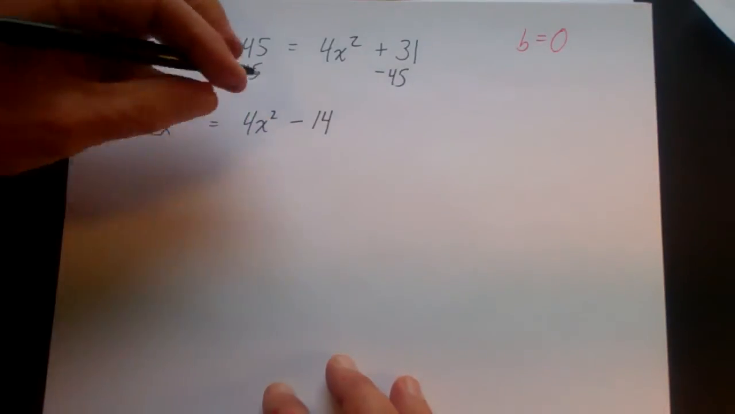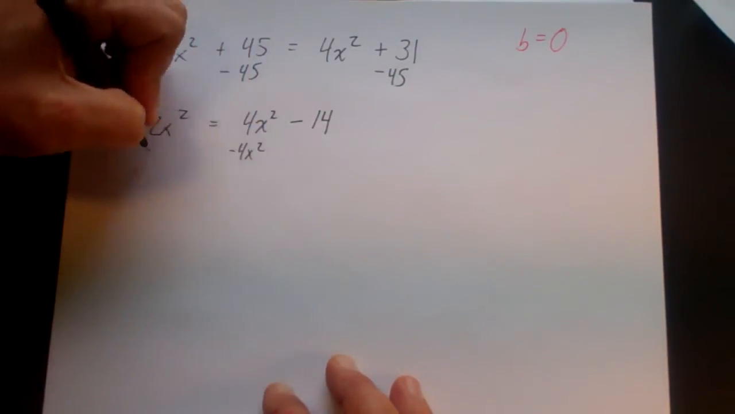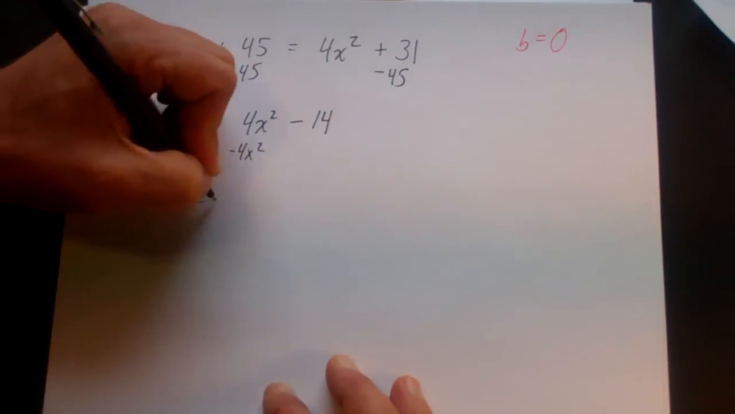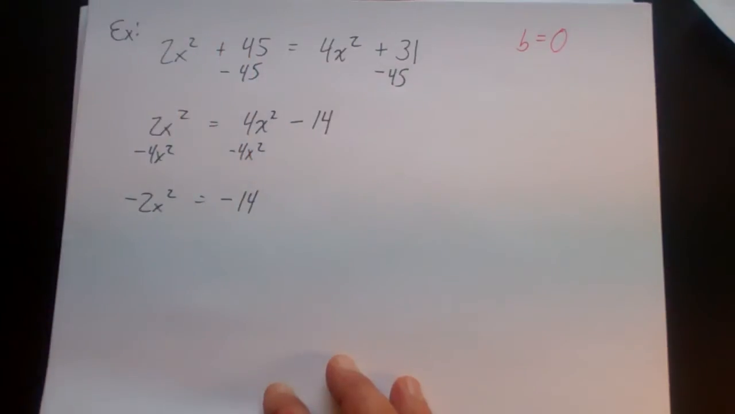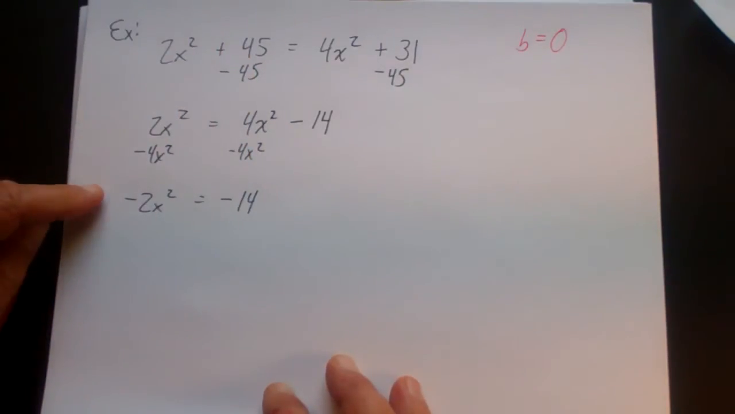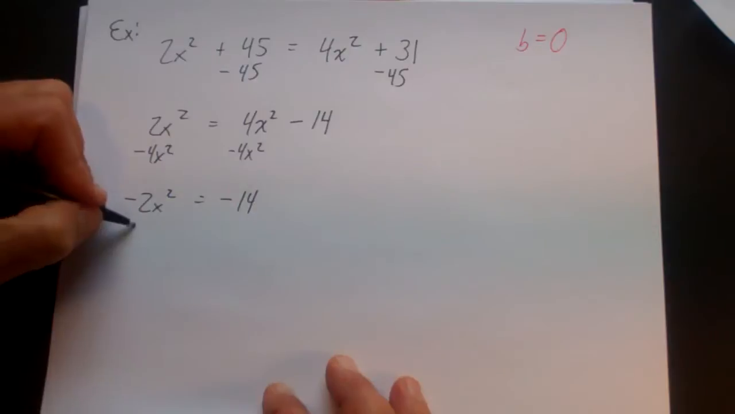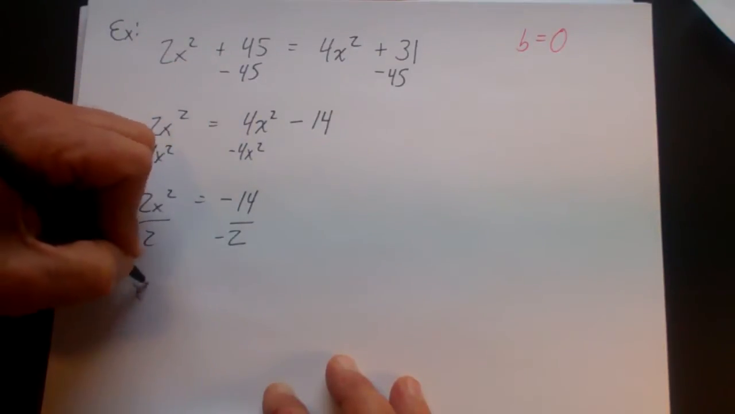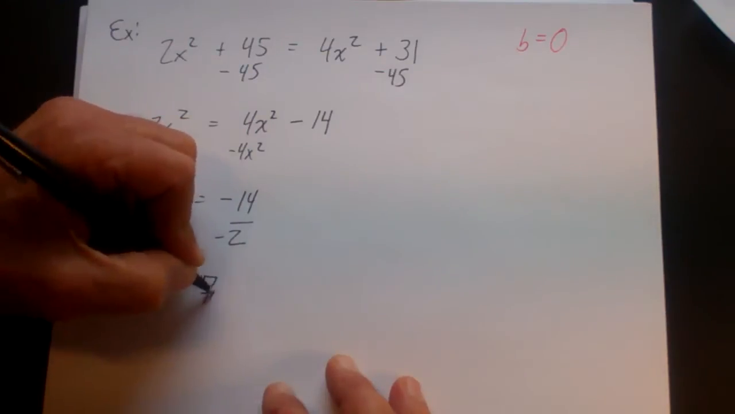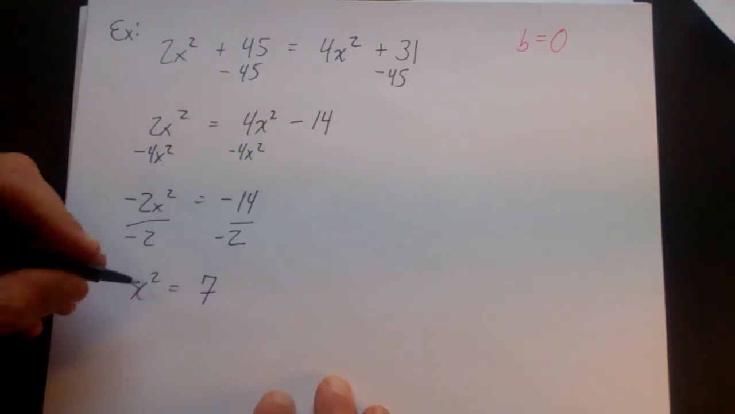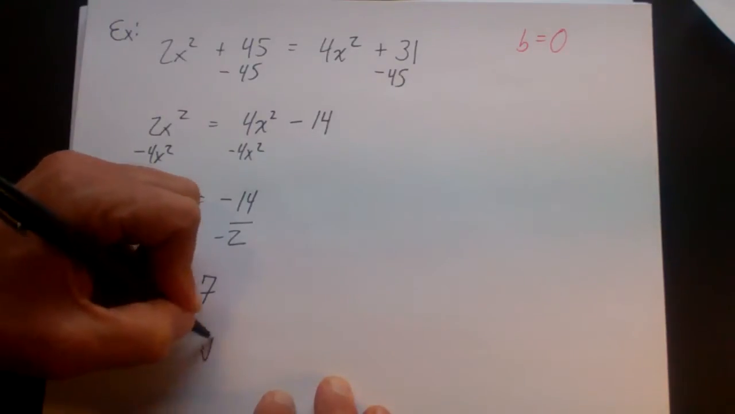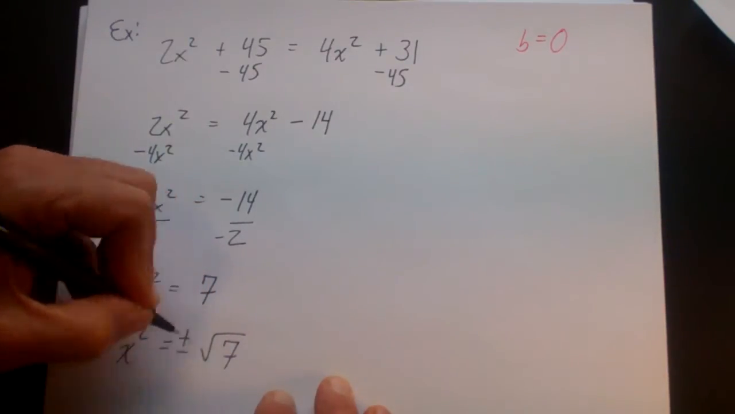Now I'm going to get the 4x squared over here. I'm going to subtract 4x squared from both sides. So I get minus 2x squared is equal to minus 14. Now I'm going to either multiply by -1/2 or divide by minus 2. And I get x squared is equal to 7. That's the end of step 1, and step 2 is simply to take the square root of both sides. X is equal to the square root of 7, and don't forget your plus or minus.